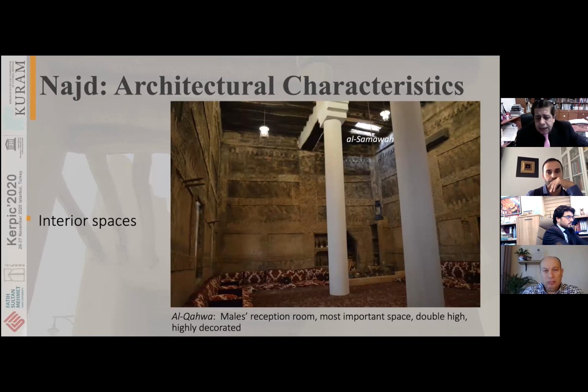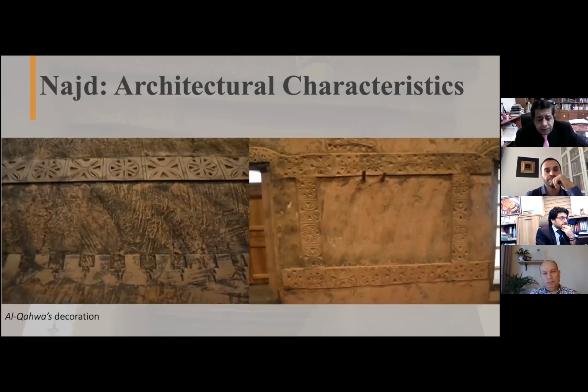Interior spaces, the majlis or the space that's used by male guests, are highly decorated with gypsum, and sometimes it's called a kahwa, which means coffee, but it's not a coffee room, it's just a salon or reception room. It's the most important space. It is double height and highly decorated. This room is like 7 meters high, and in the lower 2 meters, the temperature is very cool because the hot air goes through the opening in the top, and this maintains the coolness of the space in the lower level.